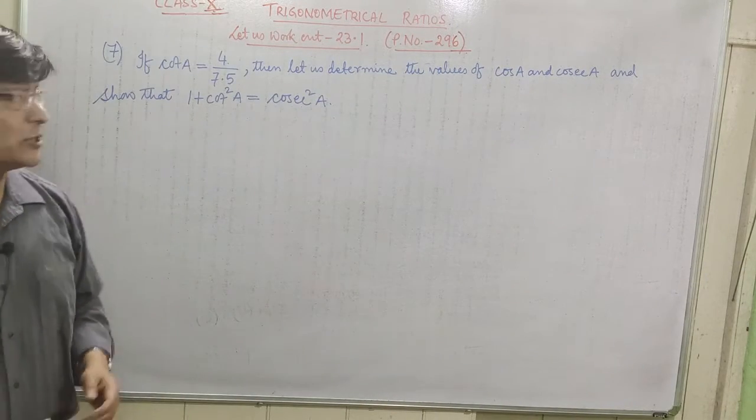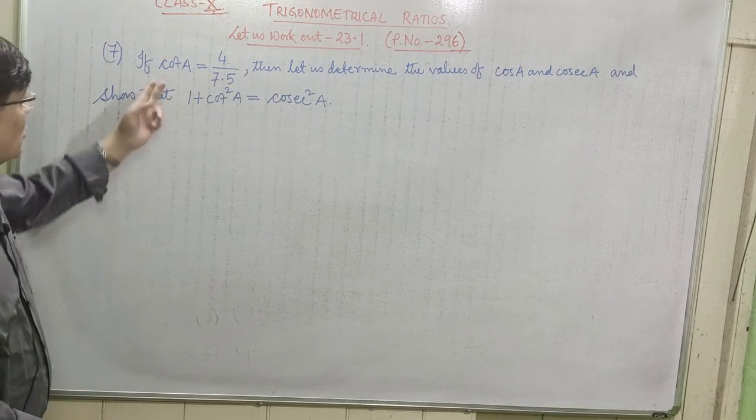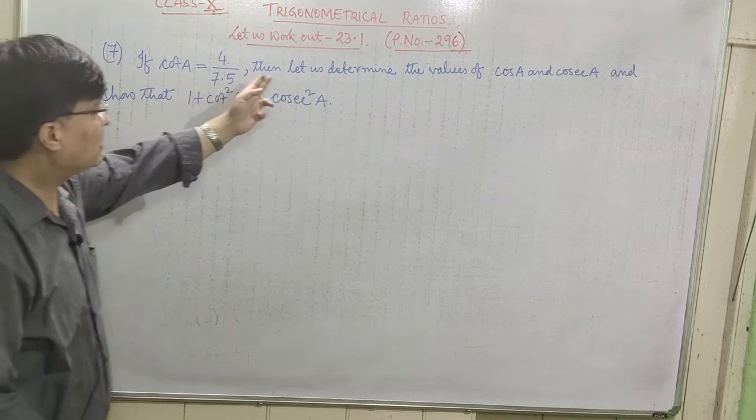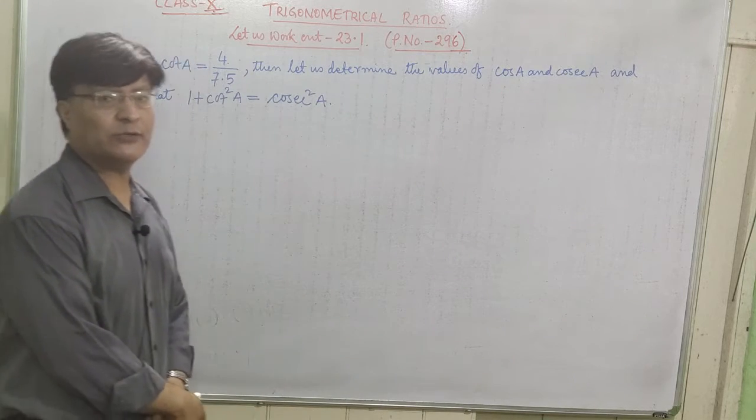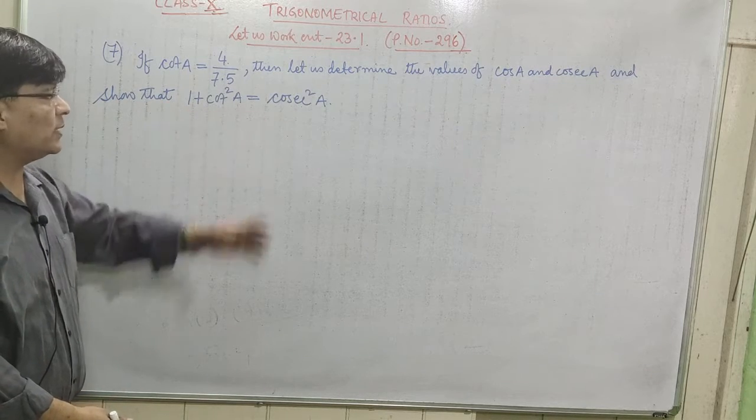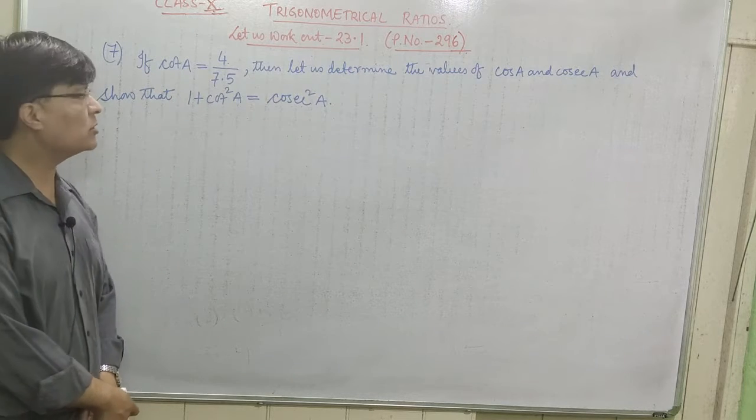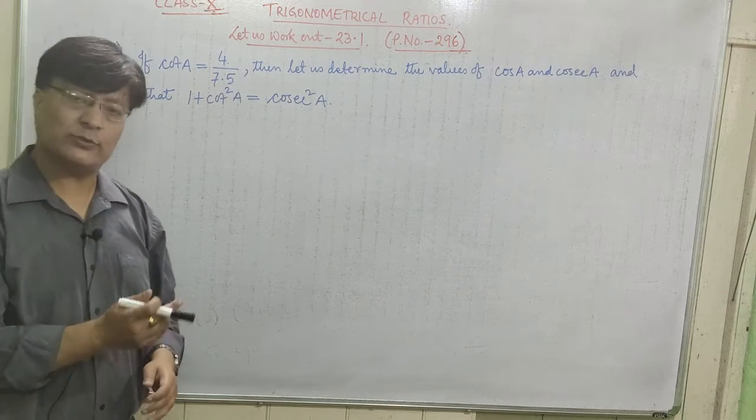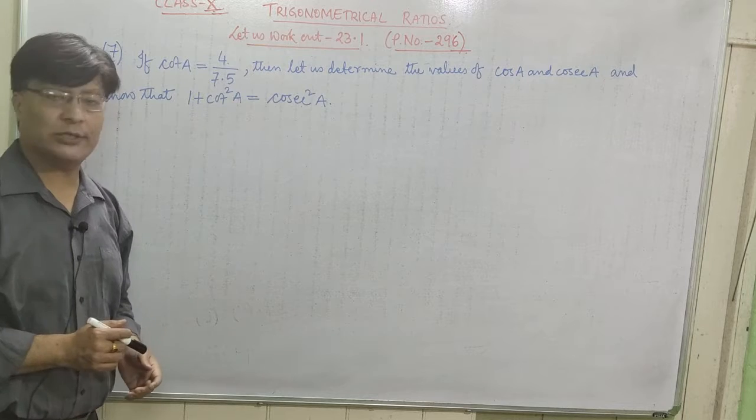So now we'll do the next question, that is question number 7. The question is: cot A is equal to 4 upon 7.5. Then determine the values of cos A and cosec A. You have to find out the values for cos A and cosec A, and show that 1 plus cot square A is equal to cosec square A. Here the value of cot A is given, which is equal to 4 upon 7.5. From here you have to get the values of cos A as well as cosec A, and prove this relation, 1 plus cot square A is equal to cosec square A.